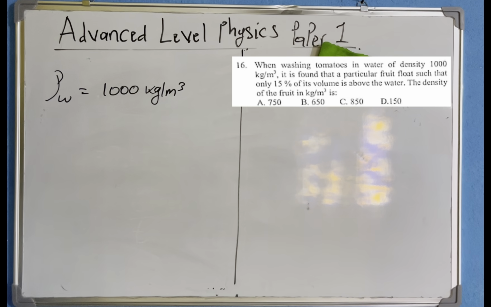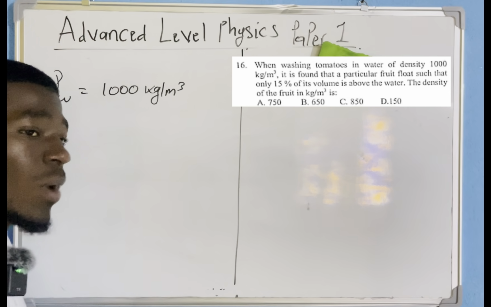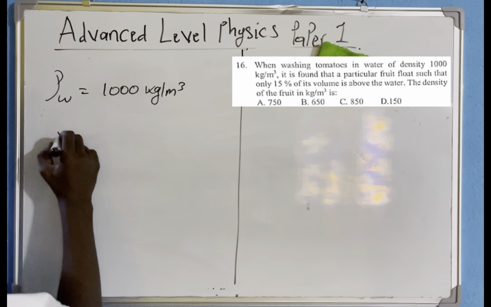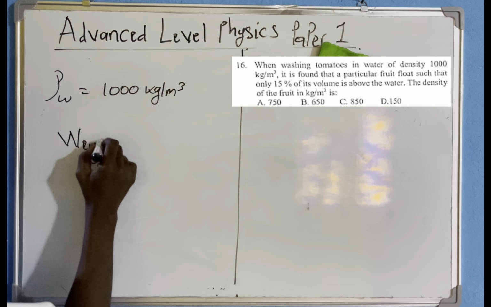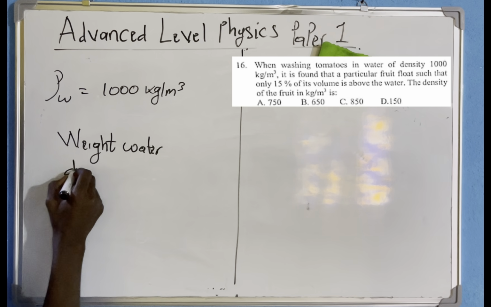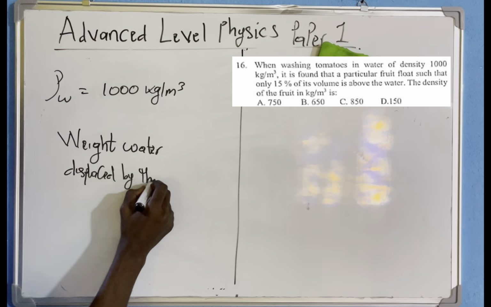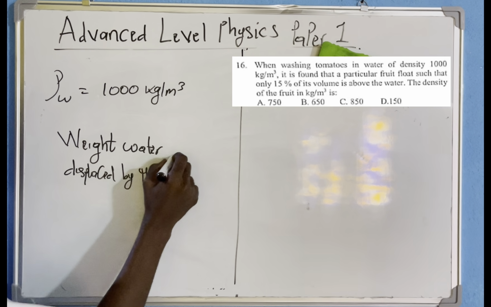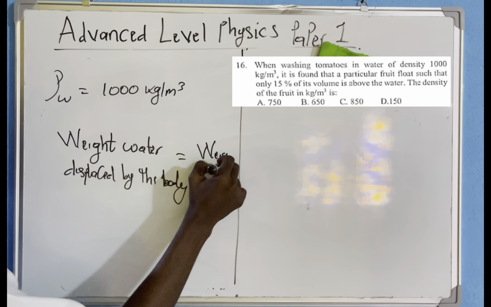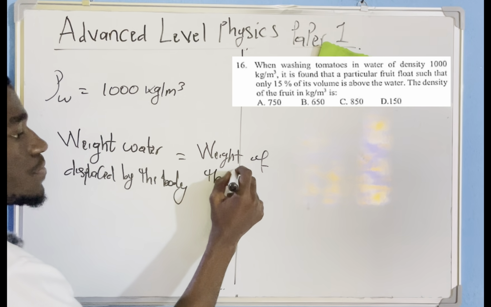Now, the first thing you should know here is Archimedes principle. For anybody to float on water, the weight of the water displaced by the body should be equal to the weight of the body. So that is the condition for anybody to float on water.